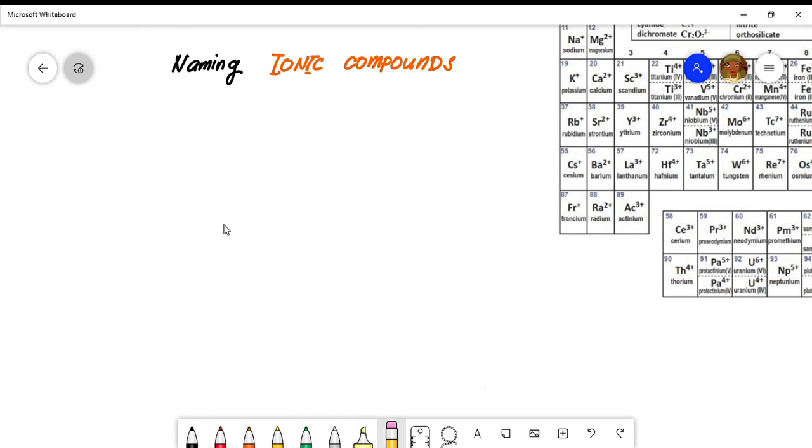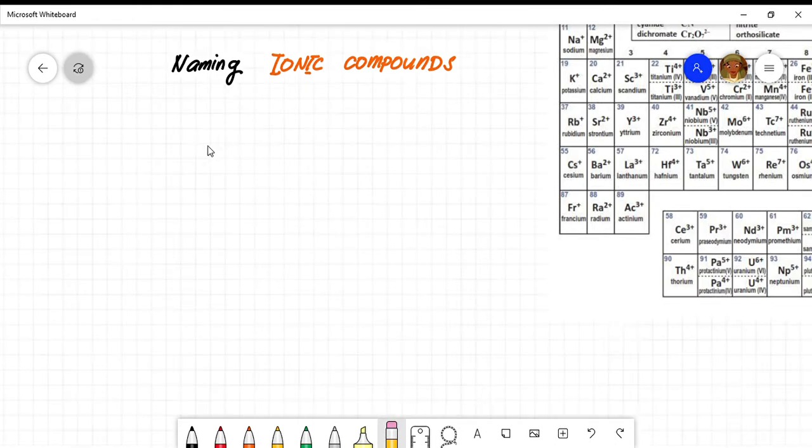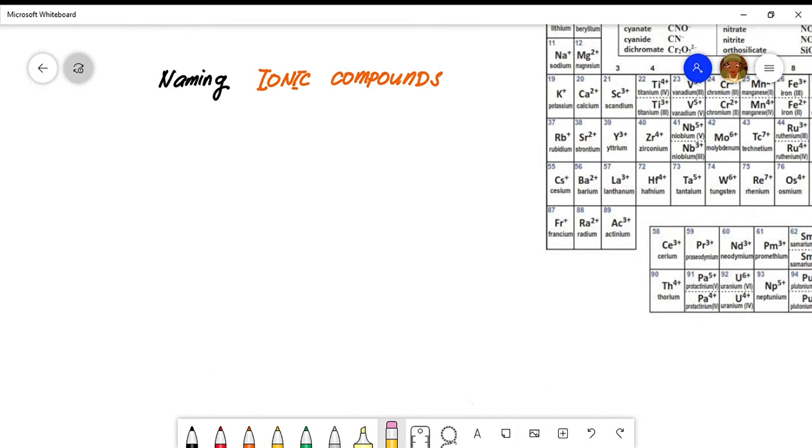Hi everyone, so we're back and today we will be learning how to name ionic compounds. So, what is an ion exactly? If you can recall, when you say ion, it is any atom or group of atoms that bears one or more positive or negative electrical charges.